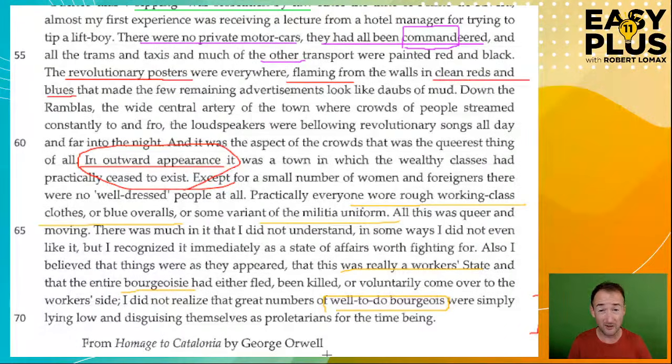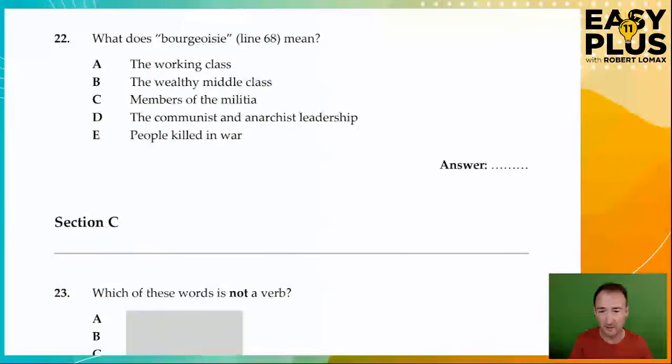It's really hard, but if you read carefully enough around the ideas here, it's really impossible to end up with another conclusion, I think. So we are talking about the wealthy middle class. It's not the working class. We actually worked that one out already. That was the proletariat. It says proletarians in line 70. And I explained why a few minutes ago.